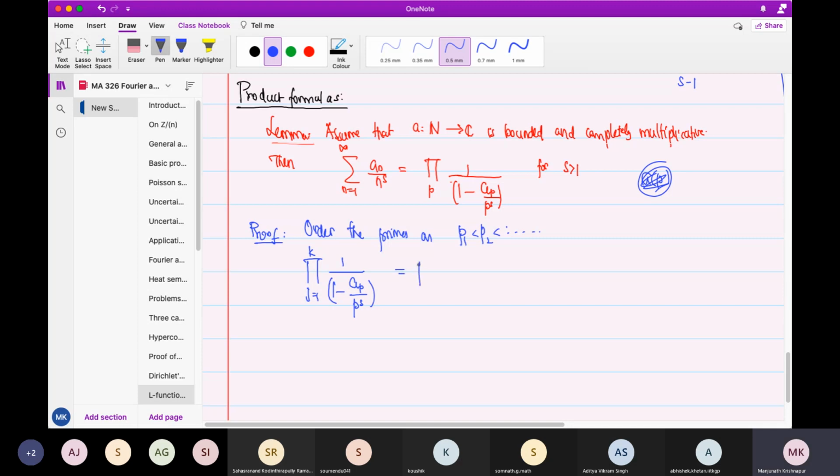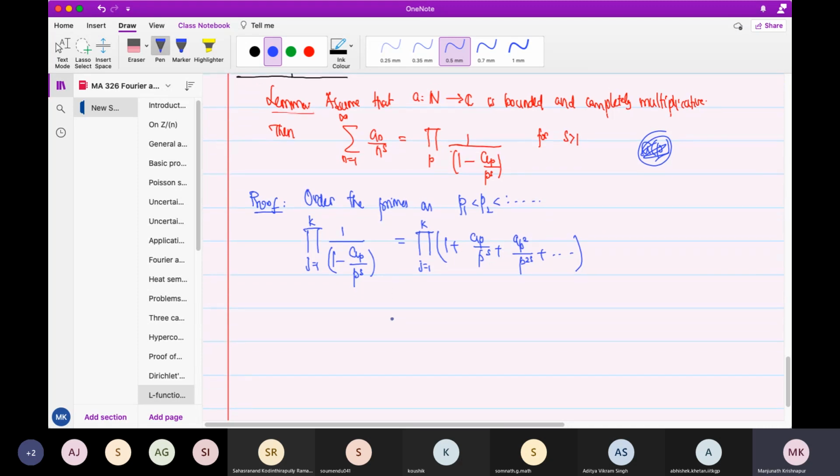First of all, each one can be expanded as 1 plus A_p by p to the s plus A_p squared by p to the 2s, and so on. You can write it as A_p whole squared or A_p squared, both are the same. This is valid for any s positive, because 1 by p to the s is less than 1.